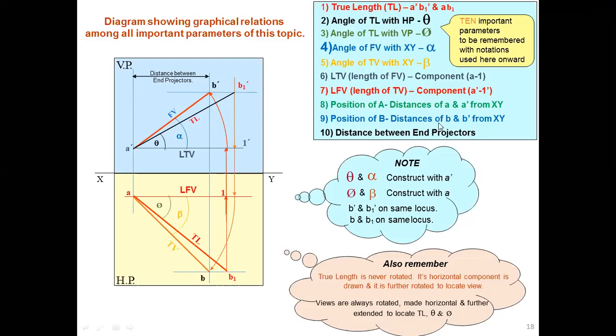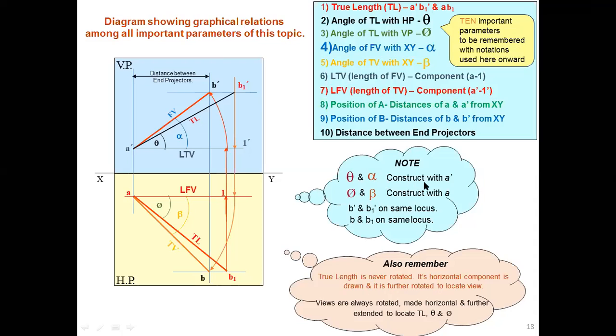Among these, he will give some information. Either he will give true inclination with respect to true length, this value, this length, and true length, and he will ask you to solve the problem. He will mix one or a few conditions and ask you to solve the problem. These are 10 important parameters to be remembered, with the notations used from here onward.